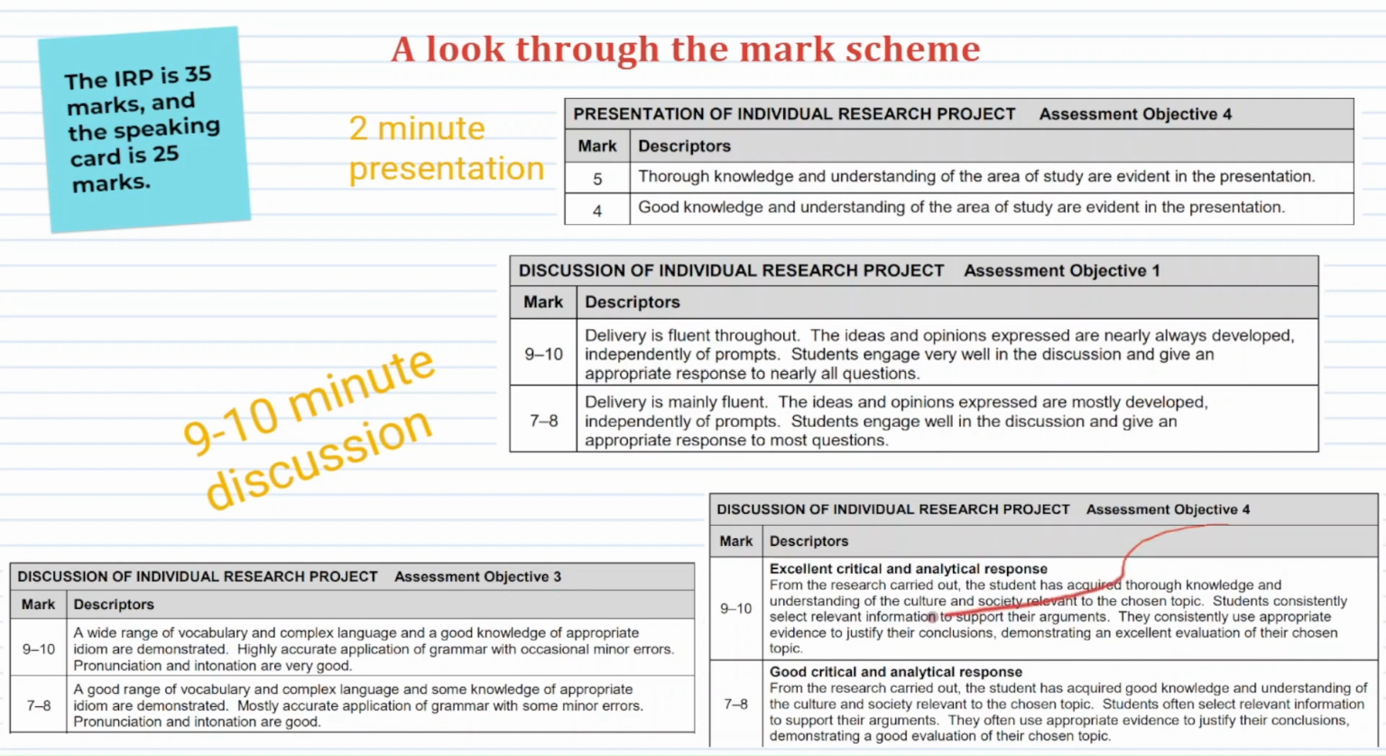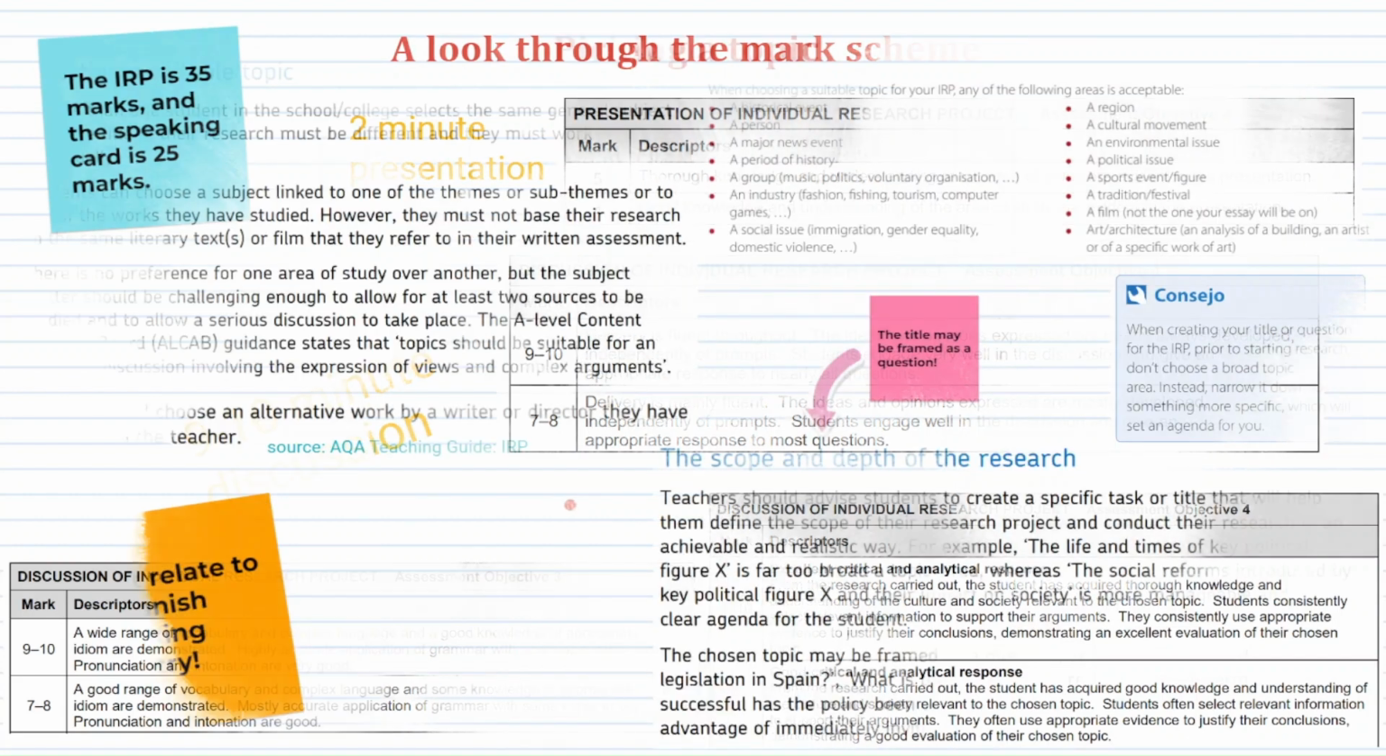Feel free to pause the video to read each mark band. And I've only included the top 2 mark bands for each assessment objective, but if you do want to read the descriptors for the lower mark bands, I've linked this PDF from AQA in the description.